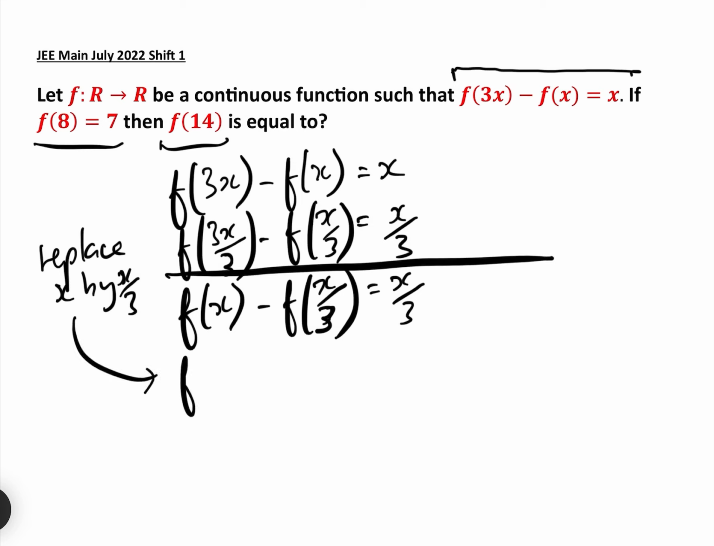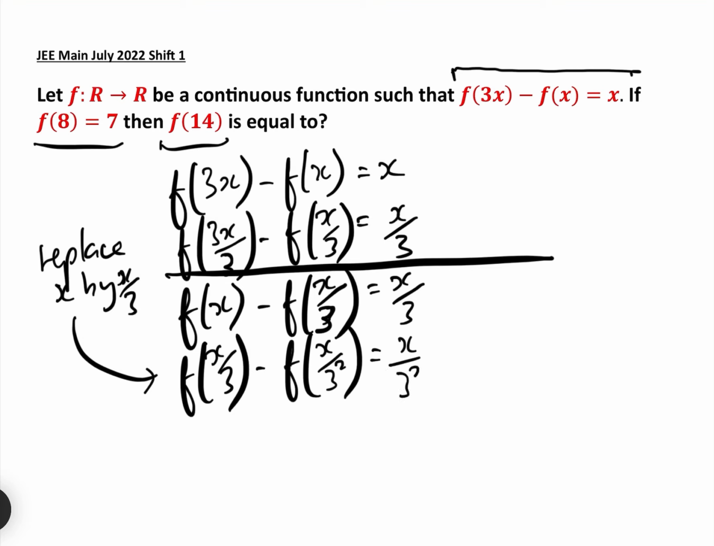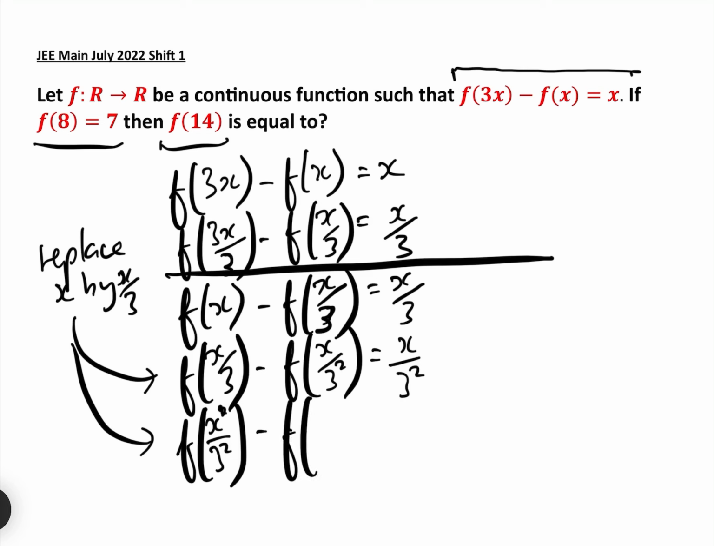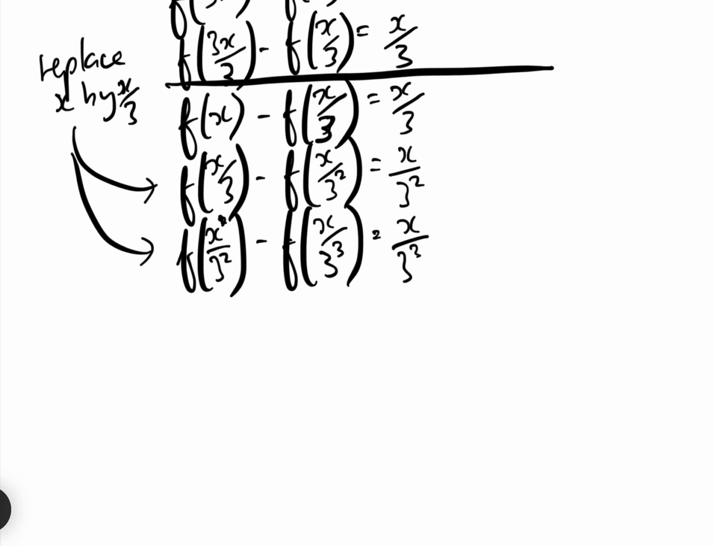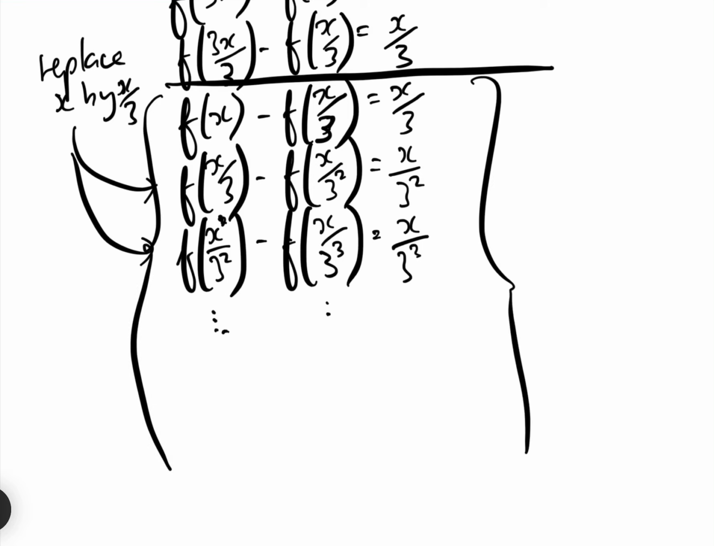And now let's replace x by x over 3 again, and we get f of x over 3 minus f of x over 3 over 3, which is x over 3 squared, equals x over 3 over 3, which is x over 3 squared. And let's replace x by x over 3 again, and we get f of x over 3 squared minus f of x over 3 cubed equals x over 3 cubed, and we can go on this ad infinitum.